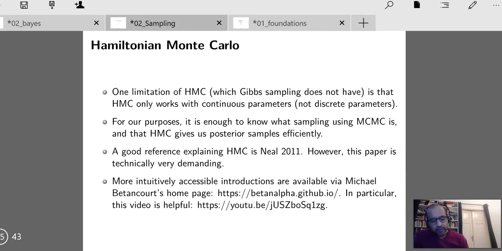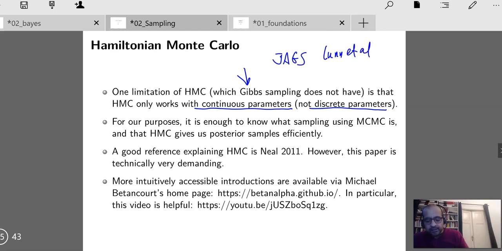So one limitation of Hamiltonian Monte Carlo is that it only works with continuous parameters, not with discrete parameters, but Gibbs sampling can handle that. So you can always move back to Gibbs sampling. And if you ever need to use Gibbs samplers for your work, I advise you to look into the literature on the JAGS software. There's a very good book by Lunn et al. that I would advise you to read if you want to use the JAGS software for Gibbs sampling. This is called the BUGS book. This is a classic book that covers most of the commonly used models, right?